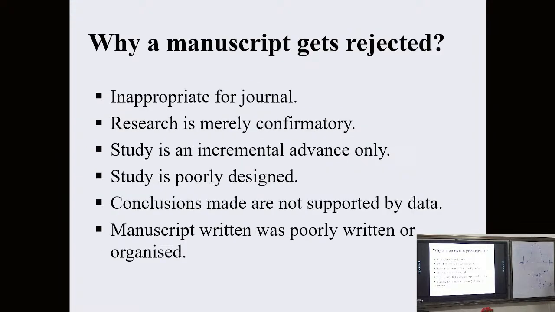Why does a manuscript get rejected? I told you in the beginning. Inappropriate journal. Research is only confirmatory, study is incremental only, study is not designed properly, conclusions are not supported by data, manuscript is poorly written or organized. These are the major reasons of manuscript rejection. So if you see these reasons, you have to improve it.